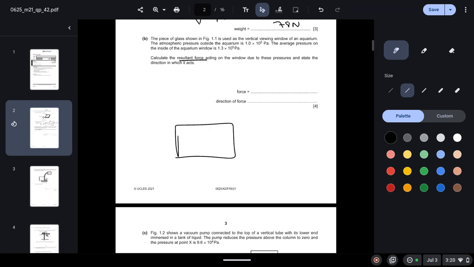So you have an aquarium. The force that is being applied on the aquarium from the outside is the atmospheric pressure, and from inside it is this much. So the resultant pressure we can calculate by subtracting these two values. So 1.3 × 10^5 minus the atmospheric pressure, so you will get 3000. This is your pressure. So using the formula, pressure equals force over area, we can calculate the resultant force.